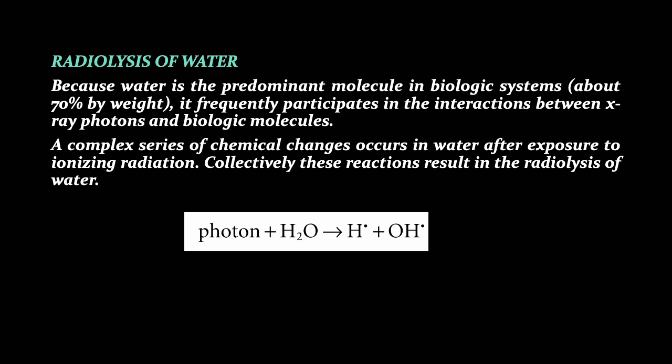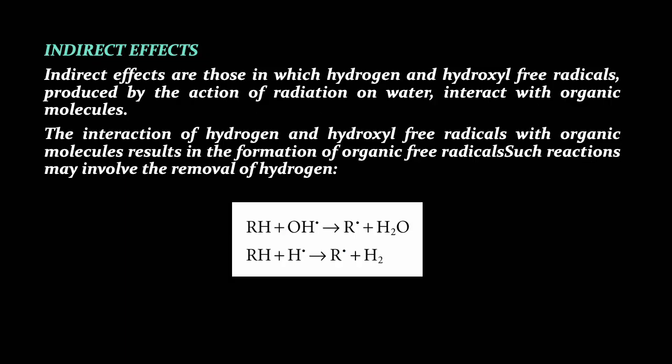Our body is made up of 70% water. Most of the photons reaching our body first hit the water molecules, forming free radicals, which then hit the biological molecules. Initially, if we look at the formula, a photon hits the water molecule and forms hydrogen and hydroxyl ions, which are free radicals.